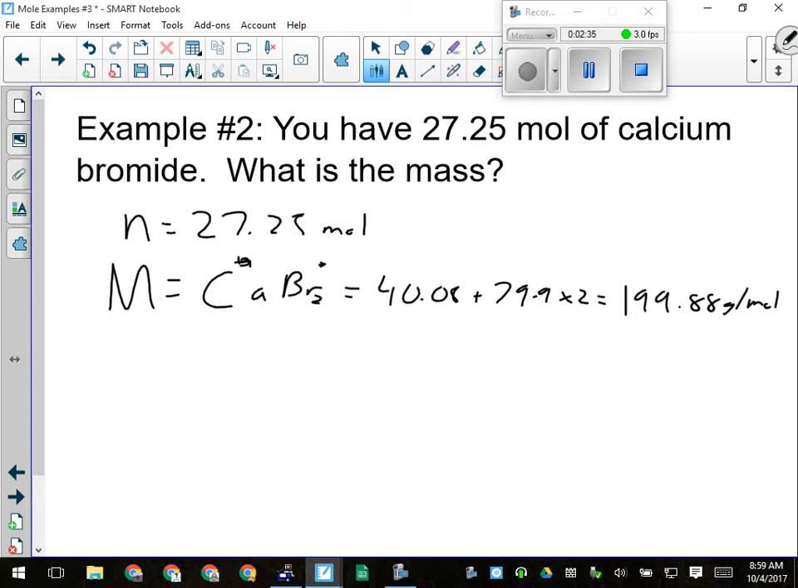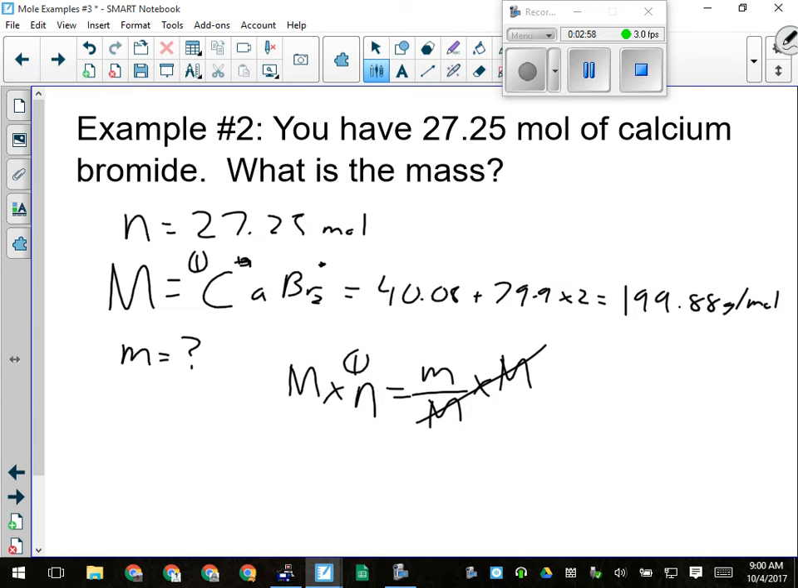So I've got N and I've got big M, and I'm looking for the mass of that much stuff. So N equals little m over big M. Do I need Avogadro's number for this question? Nope. There's nothing here about molecules, so I don't need it. So I've got to take my big M and move it over to the other side by multiplying. I would get a mark for that, a mark for givens. Then plug in my numbers: m equals 199.88 times 27.25.